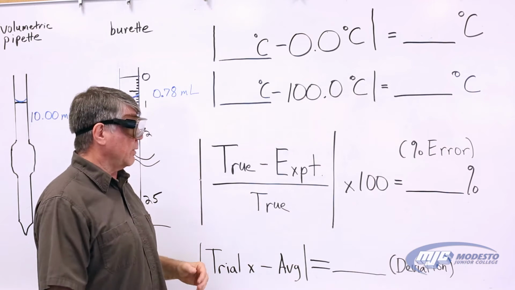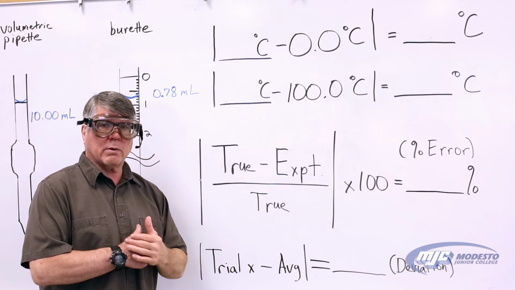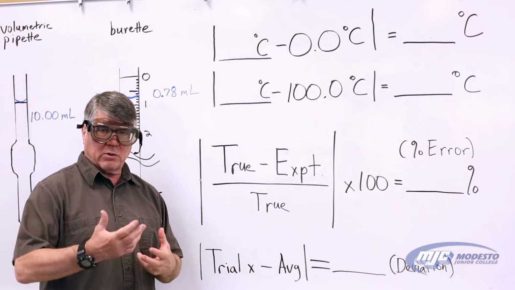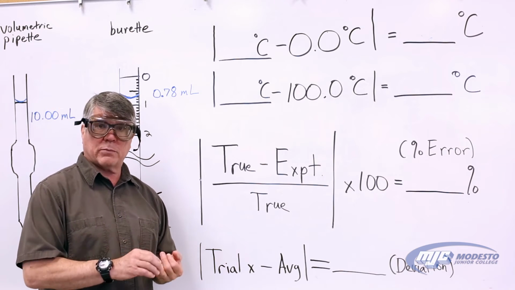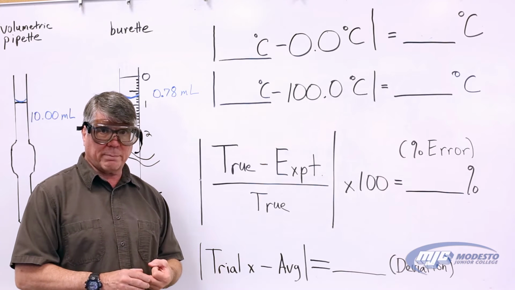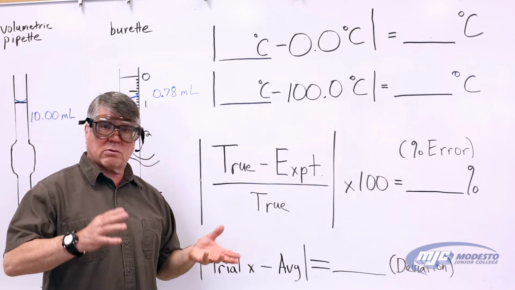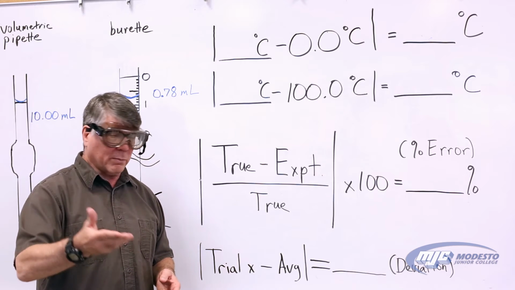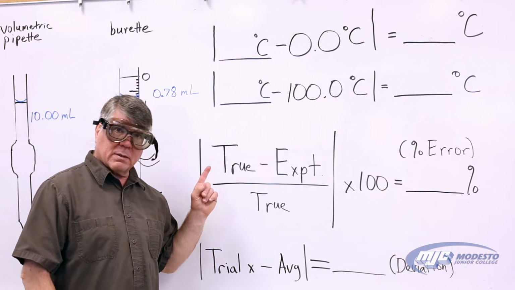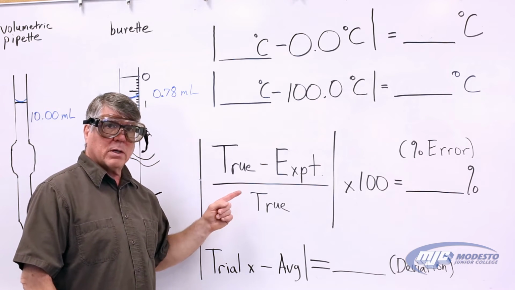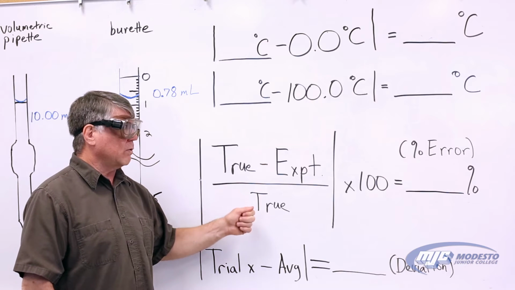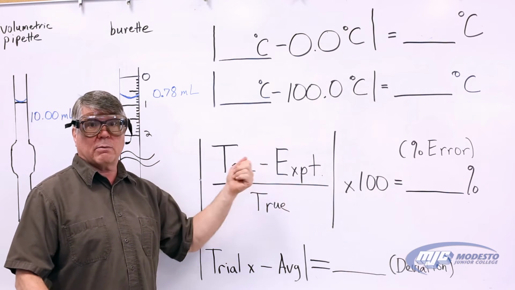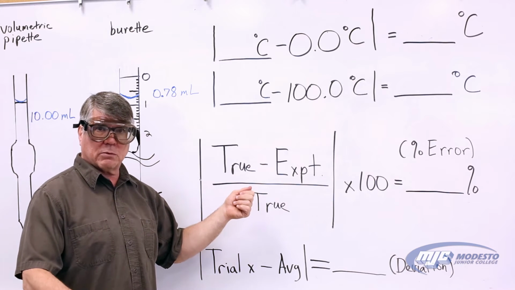Now in the second part of the experiment, we're going to compare the mass of 10 milliliters of water that we get for each of the different instruments, the graduated cylinder, the volumetric pipette, and the burette. And because we're going to measure that mass 3 different times, we're going to use the average of each of those 3 for each instrument. When we do that part, the measure of accuracy is going to be percent error. Percent error is a measure of how different that measurement is from the true value.